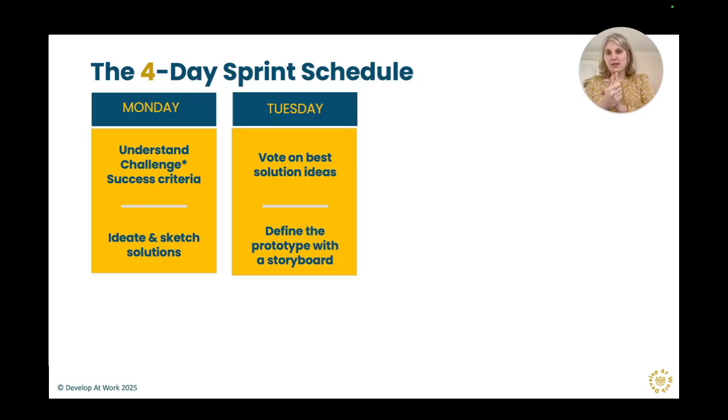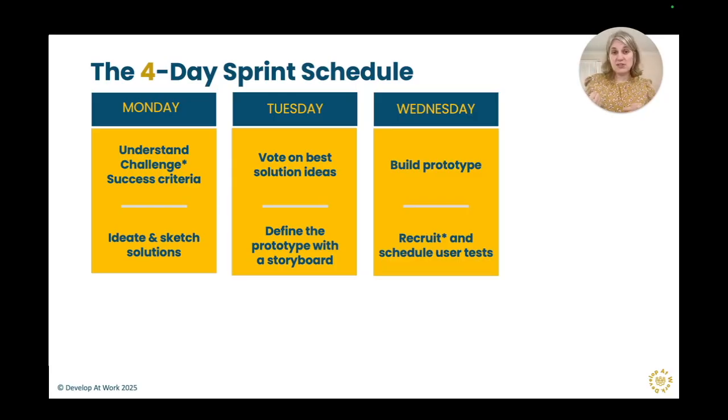On Tuesday, they vote for the best ideas, and they decide what is the solution that is worth building. They define and prototype with a storyboard. What will the prototype look like? On Wednesday, they build the prototype. They do a dry run of that prototype, and then they refine the schedule for user testing.